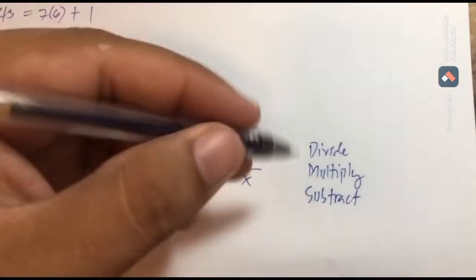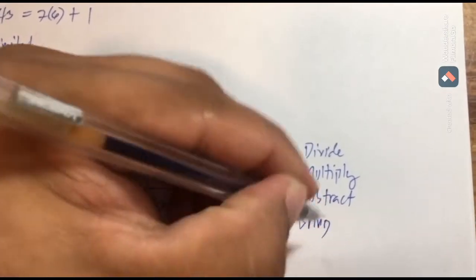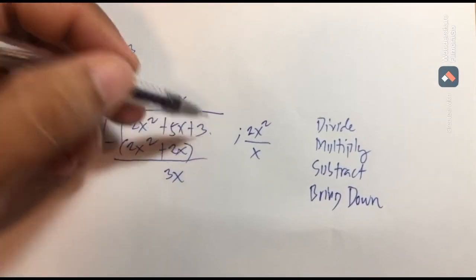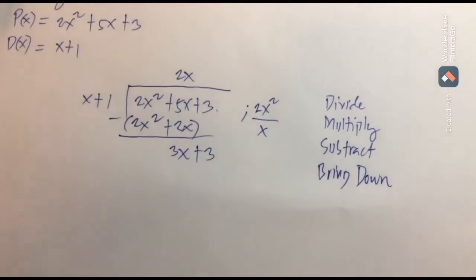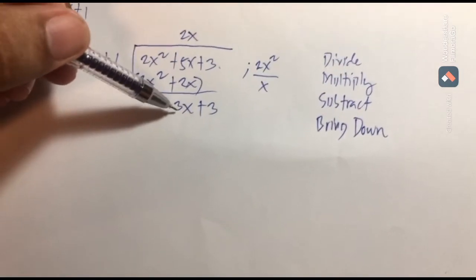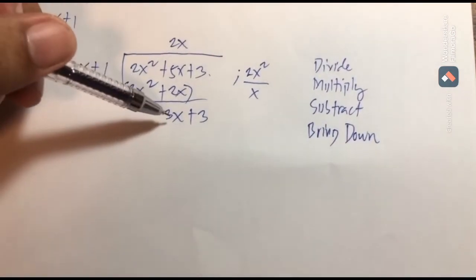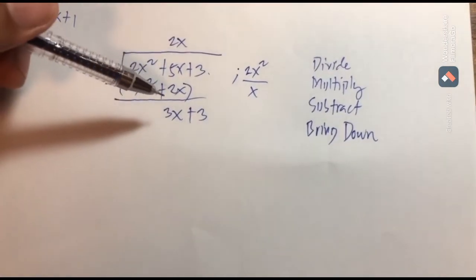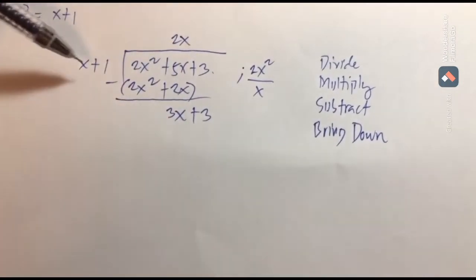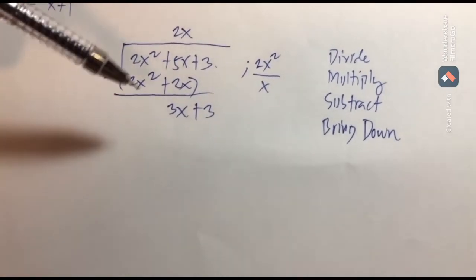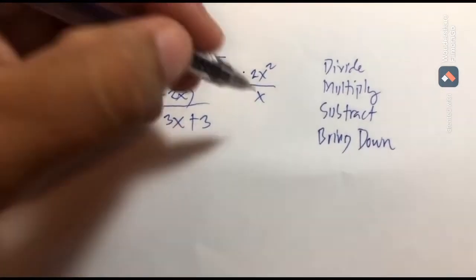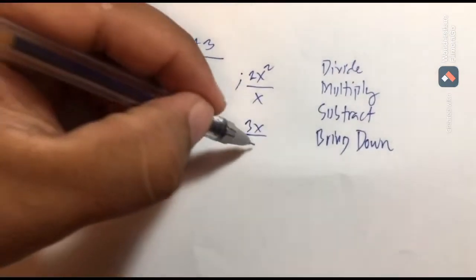After subtracting, we bring down plus 3. So in this case, the first term now is 3x. We can divide polynomials if the dividend is greater than or equal to the divisor. So 3x divided by x is plus 3, because 3x divided by x is 3.